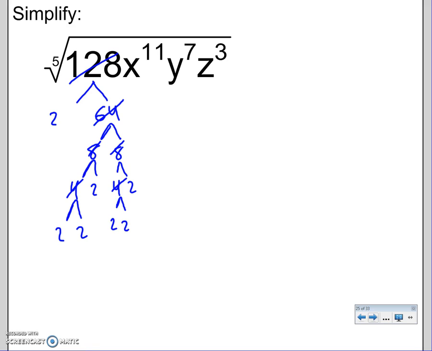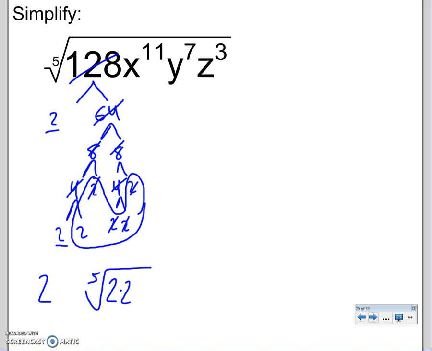Alright, I am finding groups of 5 because our index is 5. If there's no number there, it'd be square root, and I'd be finding pairs, but here it's 5 of a kind. So 1, 2, 3, 4, 5. So there's 5. For each complete group, only one of them makes it out. The rest disappear. Now these two 2s that don't make a group have to stay inside the 5th root sign. If there's more than one number side by side, they multiply. So really the inside is actually 4. So that is the number part.